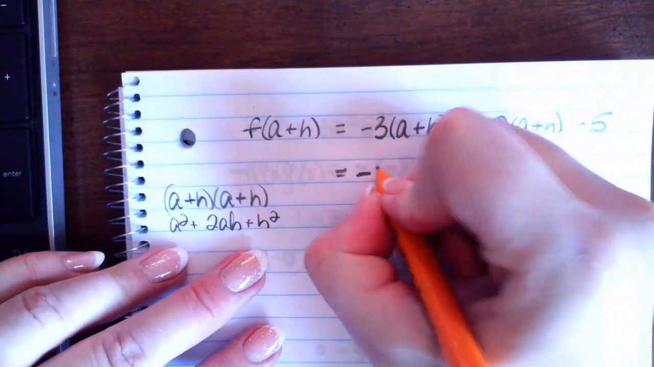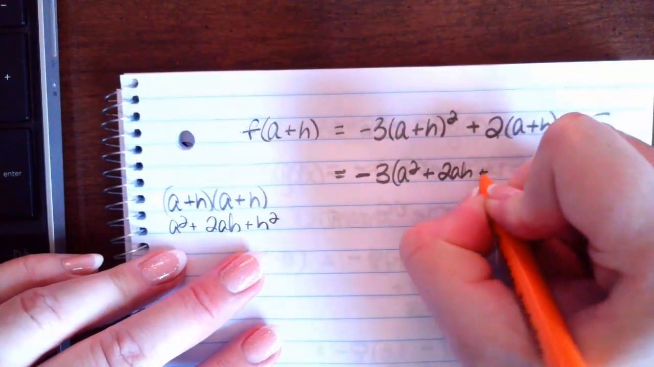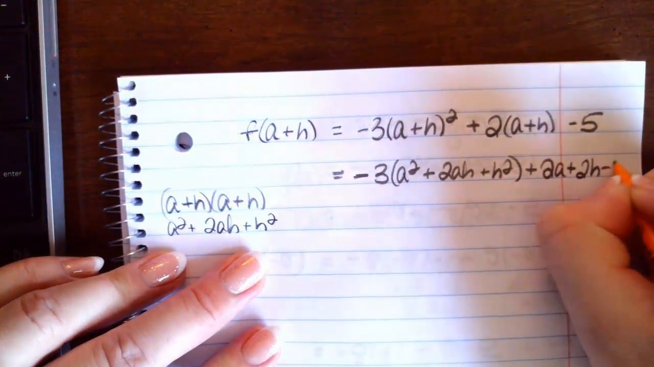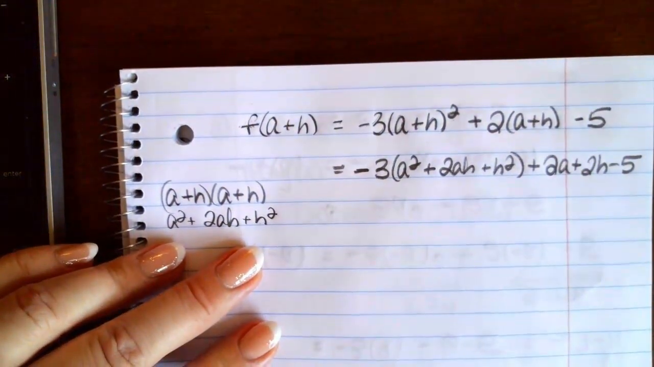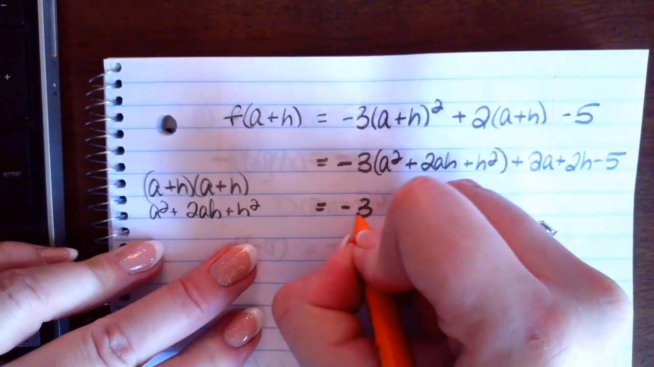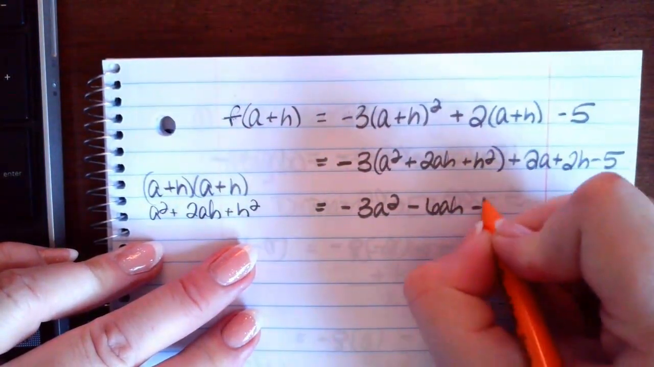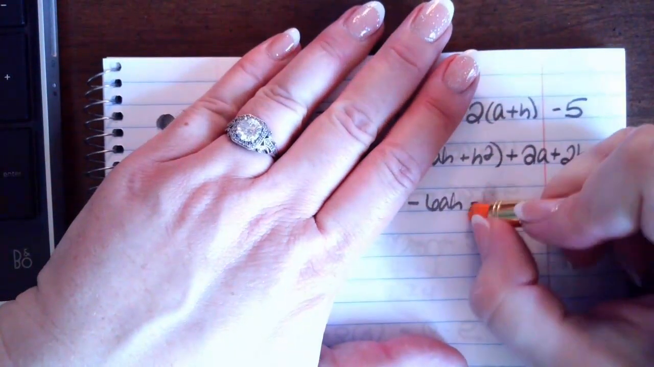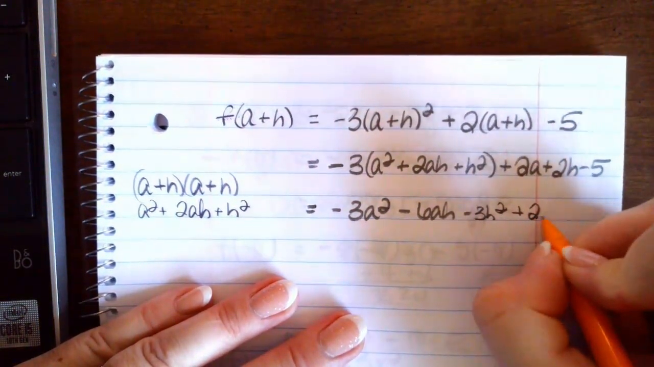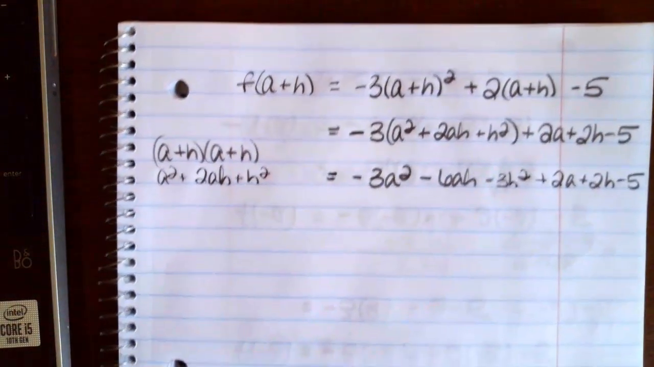Okay, so I've got a negative 3 times a squared plus 2ah plus h squared, plus 2a plus 2h minus 5. And then I'm going to distribute that negative 3. So I get a negative 3a squared minus 6ah minus 3h squared plus 2a plus 2h minus 5.